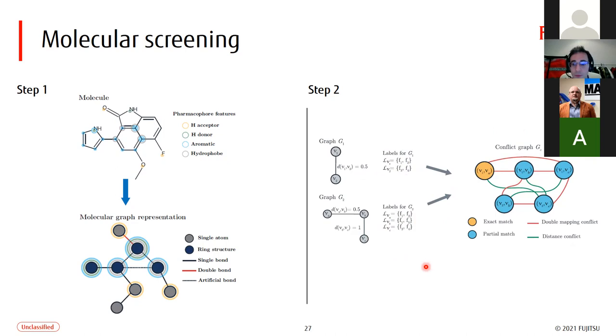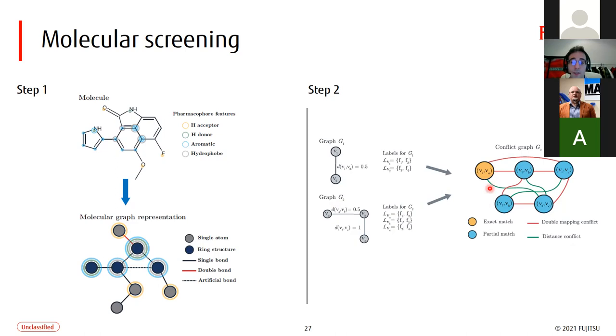Maybe we can see that we have built, for example, V1 VA, V1 VB, and V1 VC, because they are similar enough, but we have not added to the conflict graph the pair V2 VA. And why is that? Because the label for V2 and VA are not similar enough. In fact, the label for V2 contains features 3 and 4, while the label for VA contains features 1 and 2. So they are not similar enough in order to put it into a node of the graph.